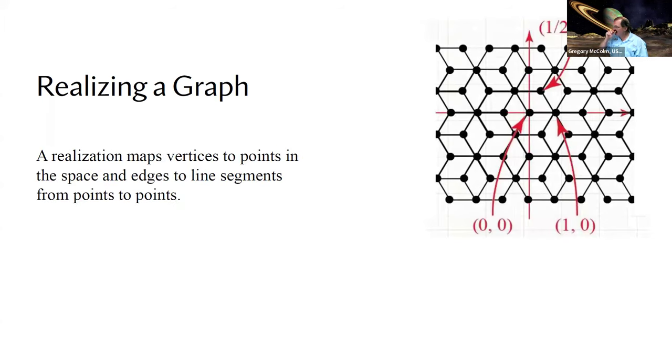Now, when I say I realize it, that means that I want every single vertex to be at a specific point. So this one vertex is going to be at the origin. This vertex is going to be at (1, 0). This one's going to be at (1/2, √3/2). So if I embed it into space, this is a geometric object. And now, instead of a group of automorphisms, I want a group of symmetries.